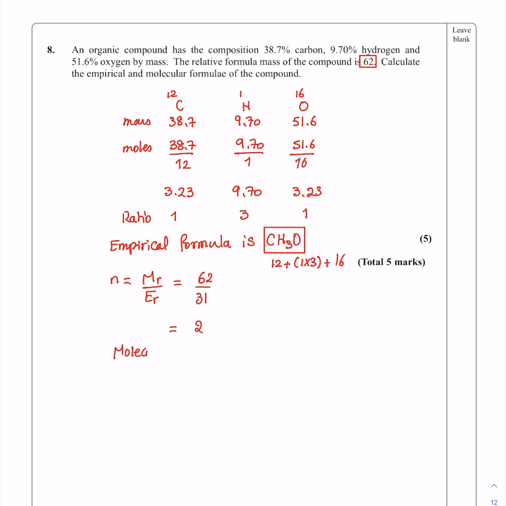ومن هنا نقدر نقول ان molecular formula is equal to empirical formula repeated n times. يبقى equals CH3O repeated 2 times. يبقى empirical CH3O و repeated مرتين يبقى molecular formula C2H6O2. Question 8.